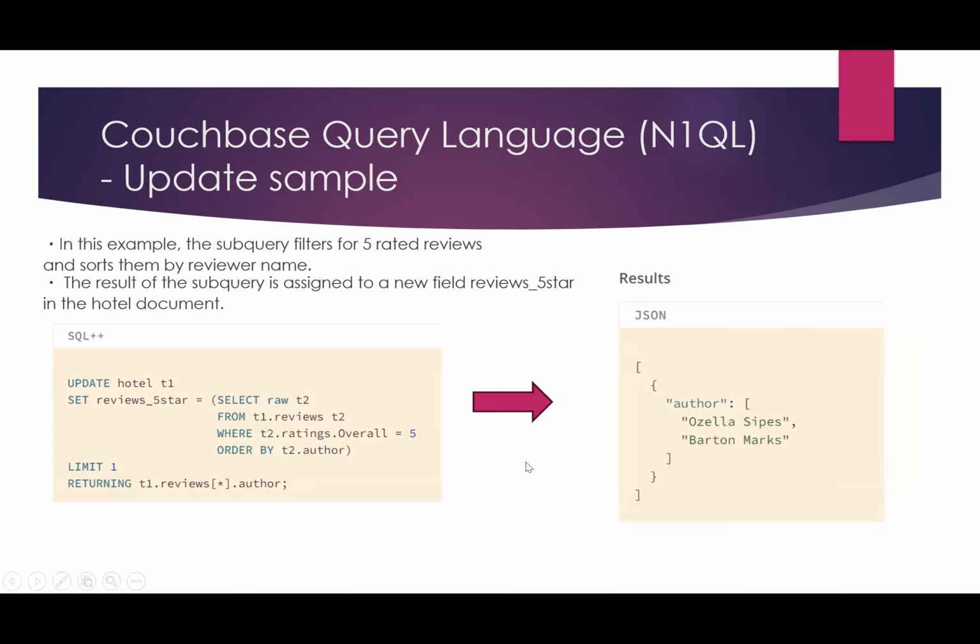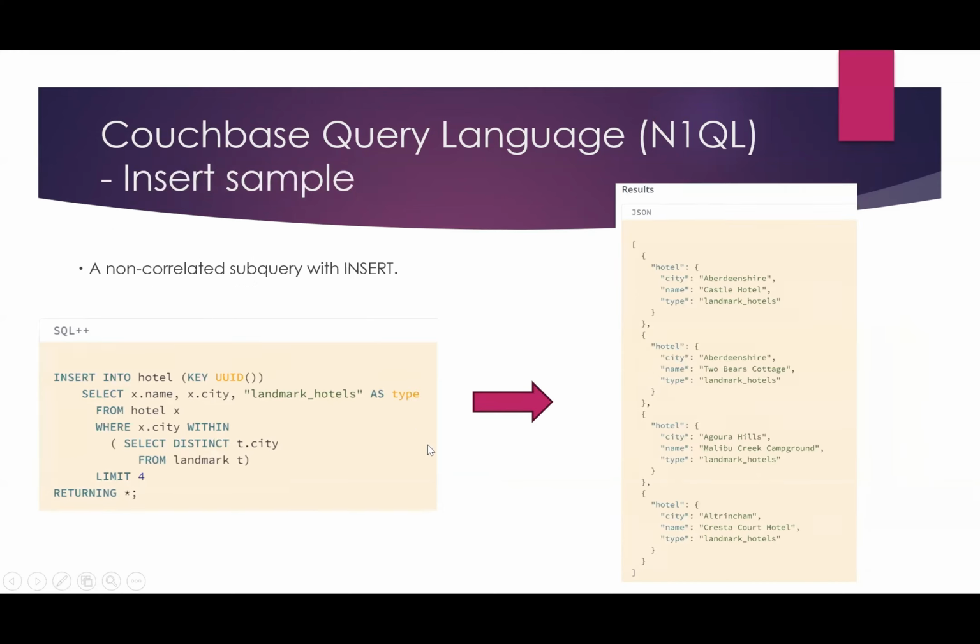In this slide, you can see this example is about the update Nico sample. The subquery filters for five-star rated reviews and sorts them by reviewer name. The result of the subquery is assigned to a new field, reviews 5-star, in the hotel document. You can see here. And let's go to the next part.